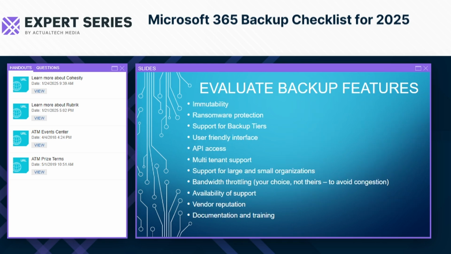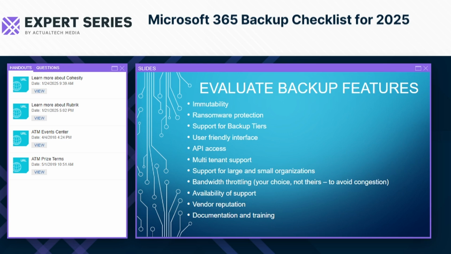So let's talk about some more backup features to look for. Immutability. There are some storage types that are immutable, meaning that they can't be deleted or overwritten. And that's great if you're trying to protect against ransomware. But it's also important that if you're going to use immutable storage, your backup application needs to support it.